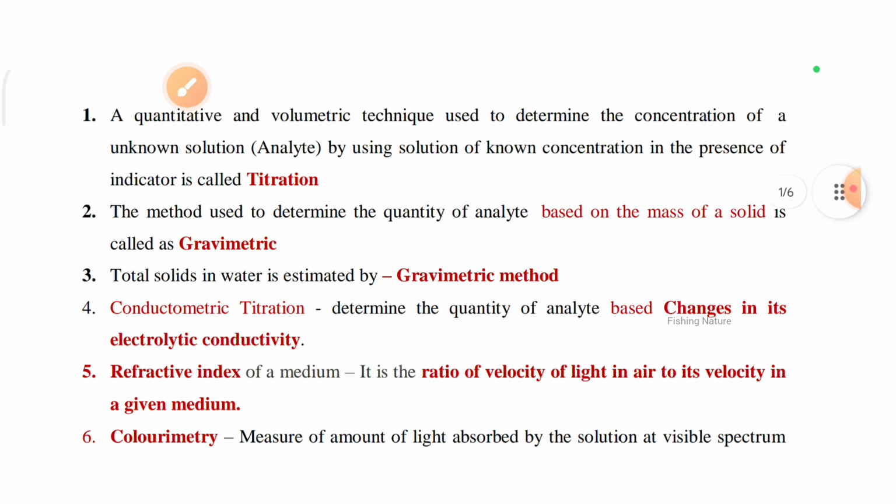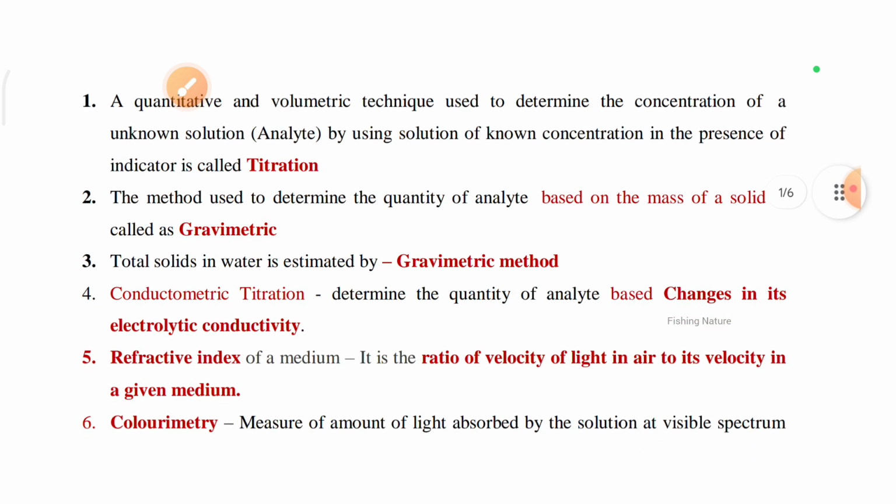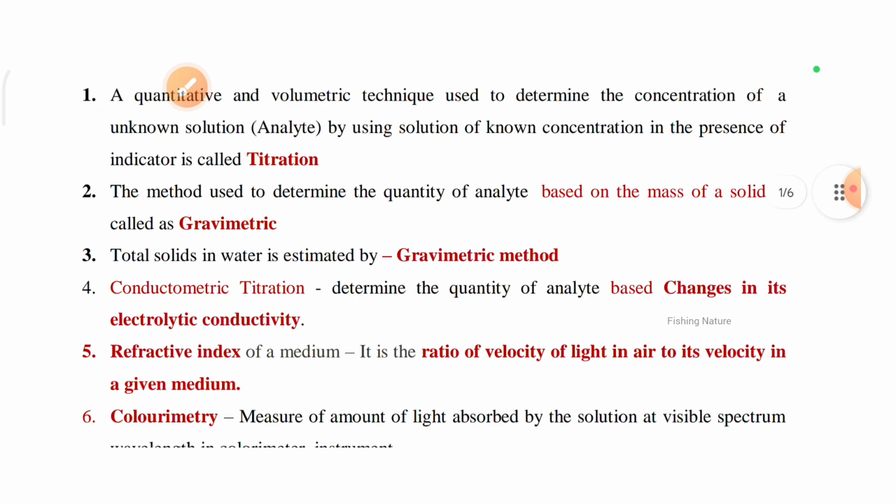The quantitative and volumetric technique used to determine the concentration of an unknown solution by using a solution of known concentration, in the presence of an indicator, is called titration. In titration, if we have one unknown solution, the analyte, we calculate its concentration against the known solution by this titration method.